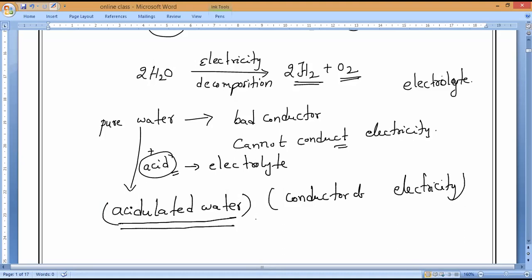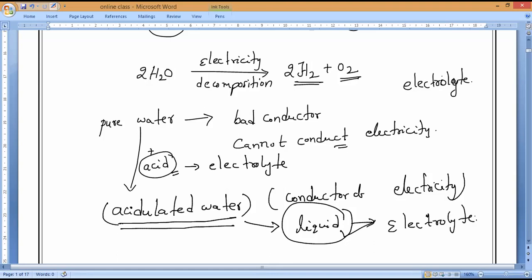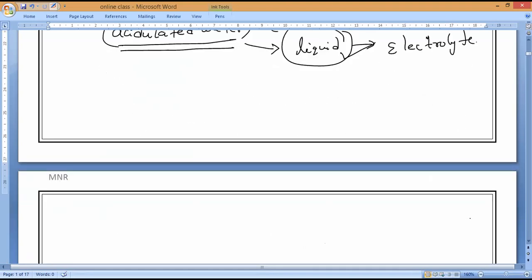So what is the state of this solution? Anybody can tell me what the state of this is? This will be in liquid state. Yes or no? Please respond. So this liquid substance where the electricity is passing is called the electrolyte. And the process is called what, guys? Please respond. It is called electrolysis. Now, let us understand electrolysis of water very clearly.